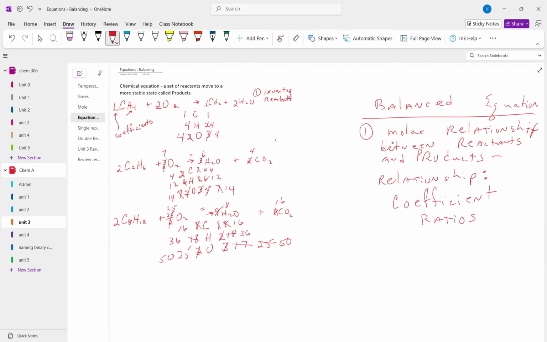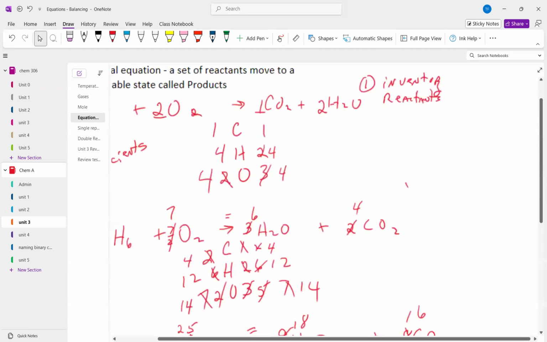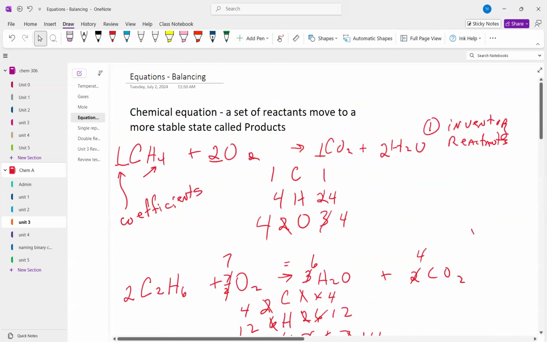Notice how moles keep coming back into this. So if we look at this equation, the first one we looked at here, what I just said as it applies to this equation now, it says that 1 mole of methane will react with 2 moles of oxygen, giving us 1 mole of carbon dioxide and 2 moles of water. Okay, so it's a molar relationship of the coefficients.